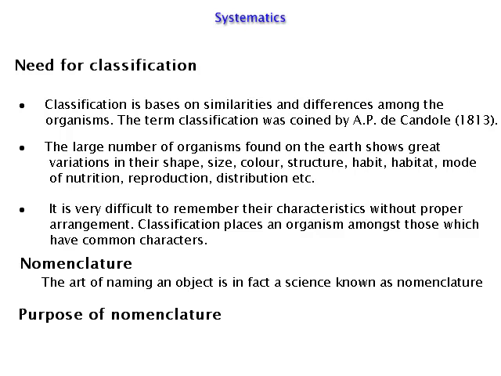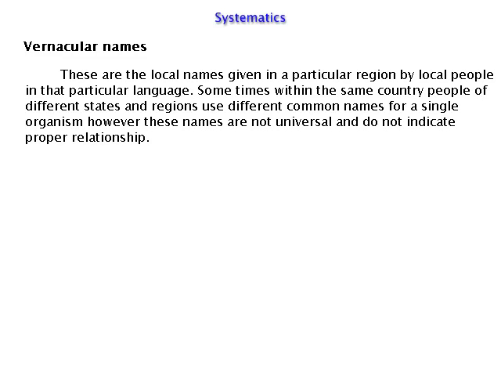Nomenclature. The art of naming an object is in fact a science known as nomenclature. Purpose of nomenclature: to communicate, to indicate relationship. Vernacular names. These are the local names given in a particular region by local people in that particular language. Sometimes within the same country, people of different states and regions use different common names of a single organism. However, these names are not universal and do not indicate proper relationships.